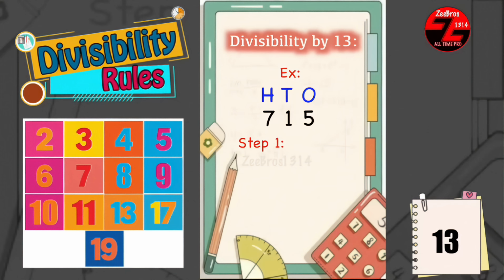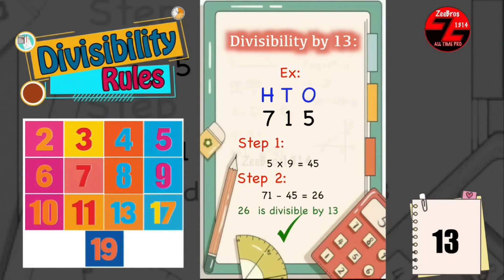Multiply the last digit, that is 5, by 9. It will become 45. Subtract 45 from the remaining number, that is 71. It will become 26. 26 is divisible by 13. So, we can say that 7332 is divisible by 13.